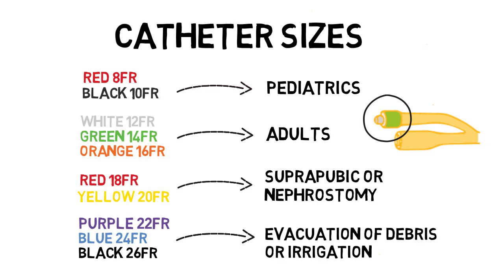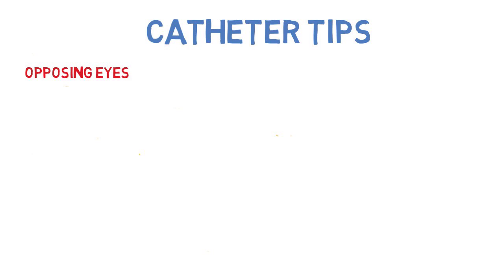irrigation. Depending on the indication for the catheter, there are many different types of tips to choose from. Your traditional catheter usually has opposing eyes. Depending on the manufacturer, this might be the common catheter that's available, or the Robinson, which has the drainage eyes in line with each other.